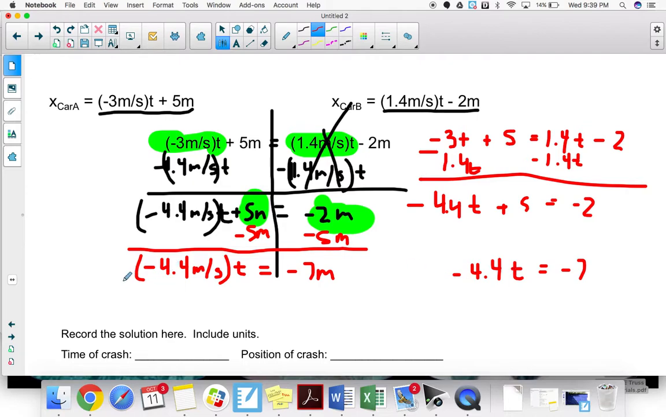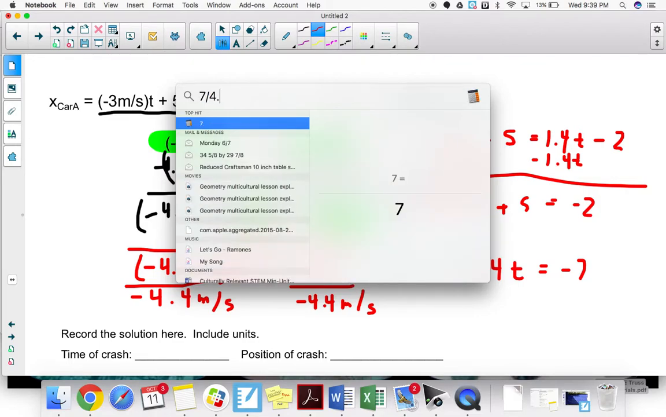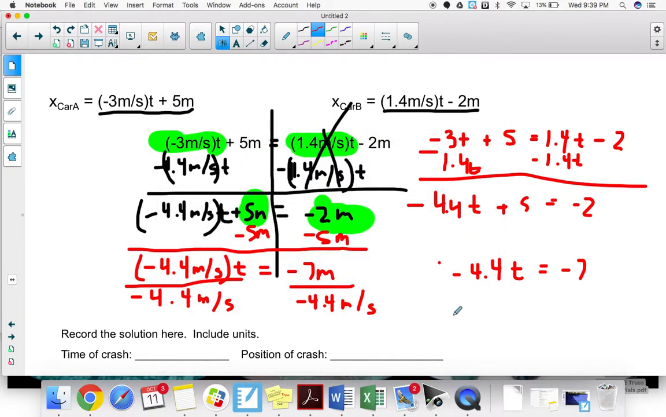So we would just divide both sides by negative 4.4. And that's what we're going to do over here. We just include the unit, meters per second. So negative 4.4 meters per second. Okay, so if we divide that out, 7 divided by 4.4 is about 1.59. So that means our time is 1.59 seconds. So I'm going to put that right here.